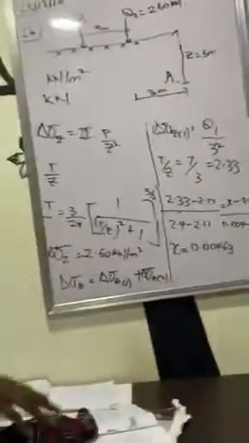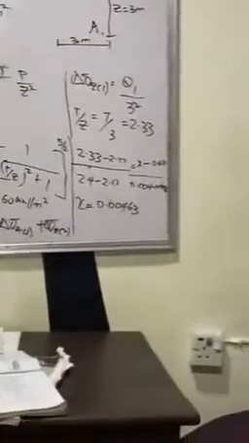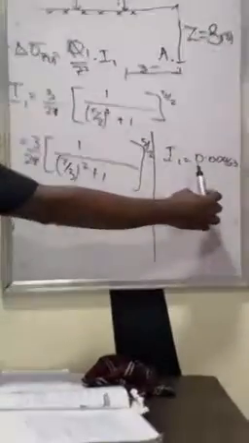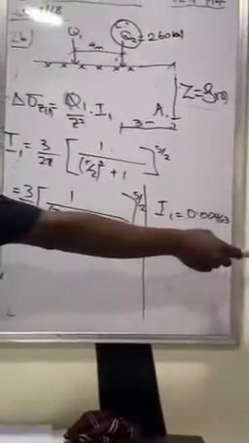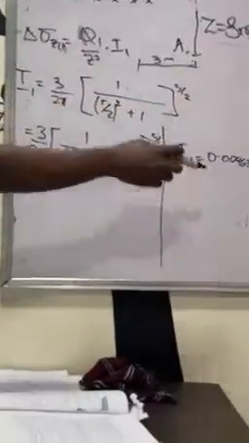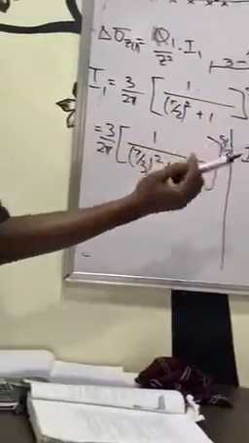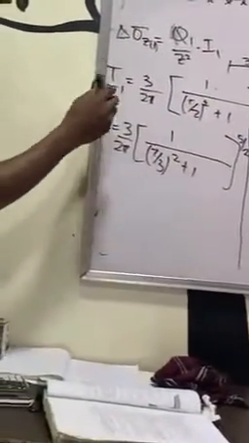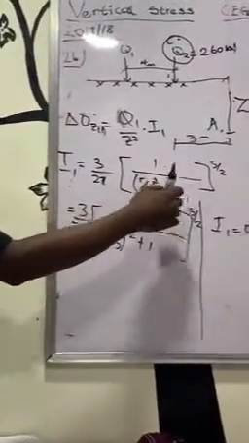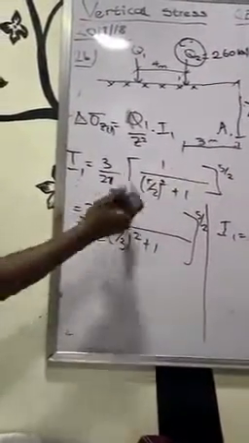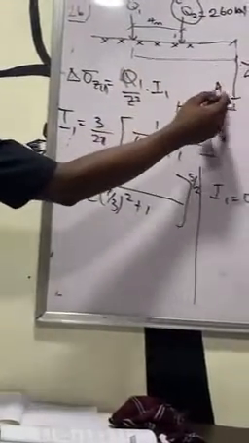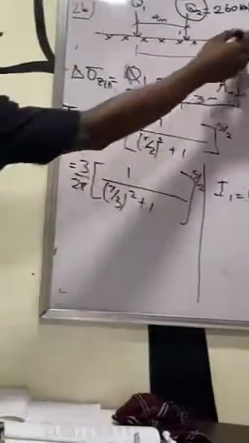Just in case you are doubting, I can confirm the same values using this formula. So again, we got our I1 from tables to be 0.00463, where we interpolated between 2.2 and 2.4 to get this value. But in case you want to use the formula, which will waste your time, I1 is equal to 3 over 2 pi into 1 over r over z squared plus 1 raised to 5 over 2. Again, I said r is the radial distance between the force and the point of application where you're calculating vertical stress, and z is the depth.